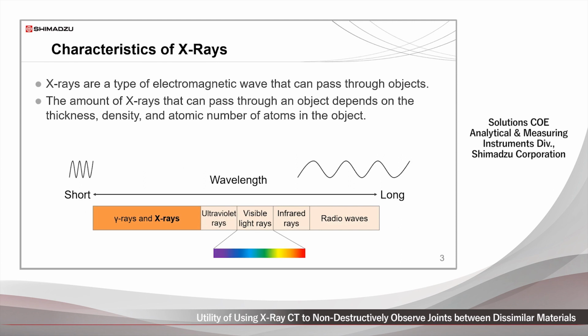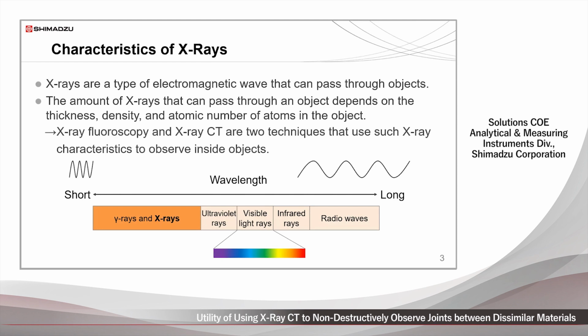First, I will describe some characteristics of X-rays. X-rays are a type of electromagnetic wave, like radio waves, infrared rays, visible light rays, and ultraviolet rays, but they have a shorter wavelength that allows them to pass through objects. However, the amount of X-rays that can pass through an object depends on the thickness, density, and atomic number of the atoms in the object. X-ray fluoroscopy and X-ray computer tomography are techniques that use those X-ray characteristics to observe structures inside objects.